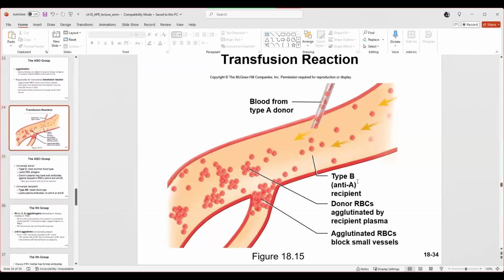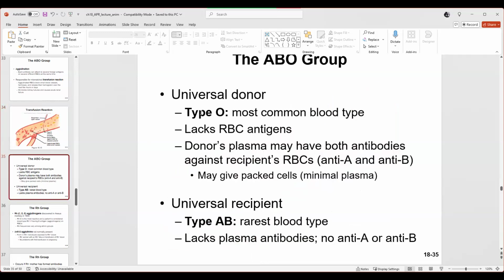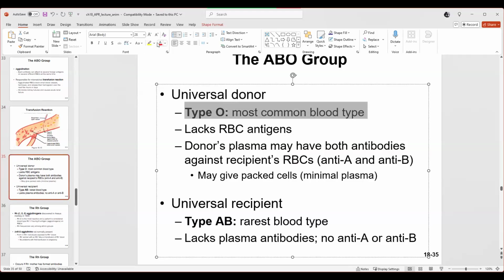Again, it's just showing us type B right here. What happens with the agglutination right here? Basically forming a clot. All right. Type O is a universal donor. Why is it the universal donor? Because it lacks that last sugar. Because of it, we say it lacks the RBC antigen.